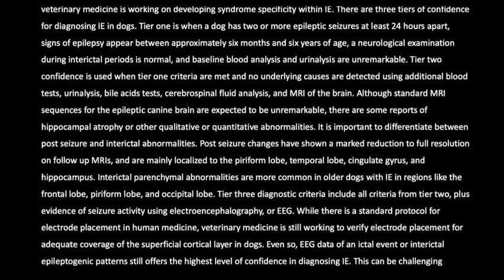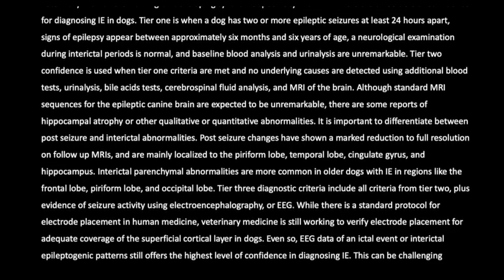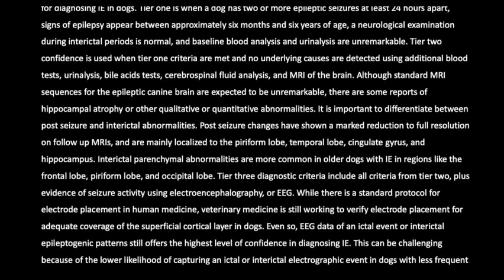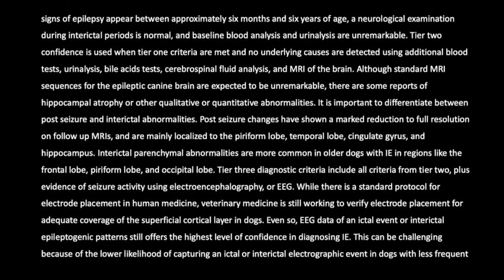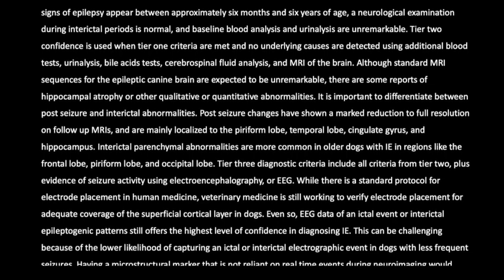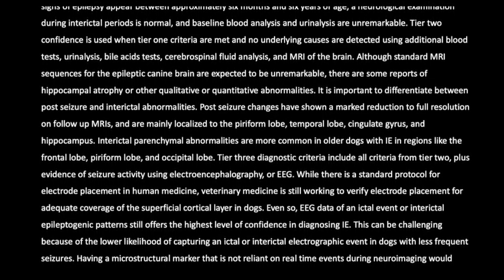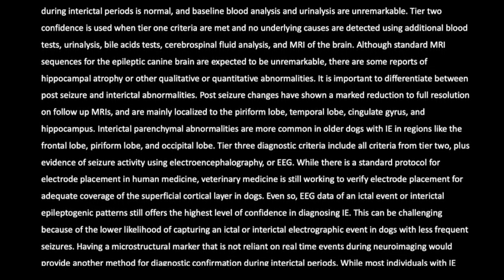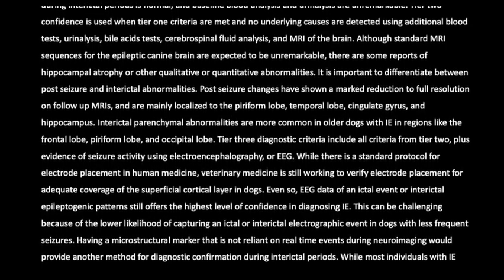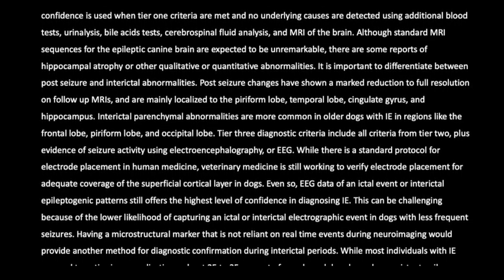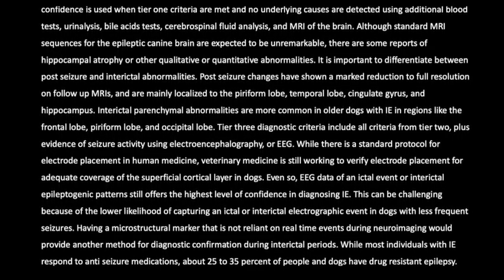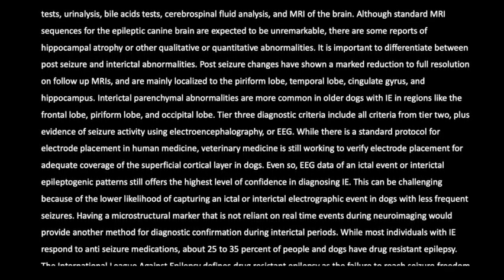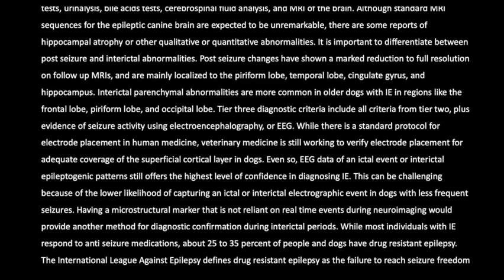Although standard MRI sequences for the epileptic canine brain are expected to be unremarkable, there are some reports of hippocampal atrophy or other qualitative or quantitative abnormalities. It is important to differentiate between post-seizure and interictal abnormalities. Post-seizure changes have shown a marked reduction to full resolution on follow-up MRIs, and are mainly localized to the piriform lobe, temporal lobe, cingulate gyrus, and hippocampus. Interictal parenchymal abnormalities are more common in older dogs with IE in regions like the frontal lobe, piriform lobe, and occipital lobe.